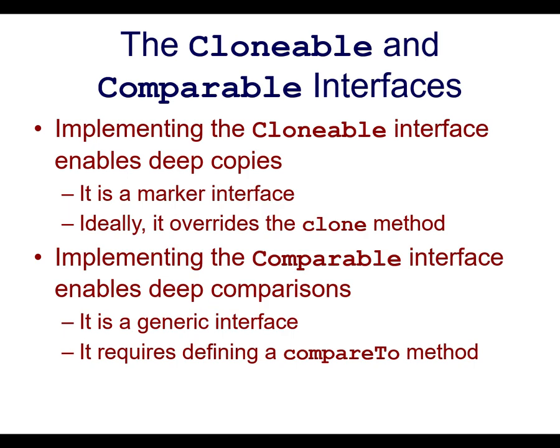They are Comparable and Cloneable. Implementing the Cloneable interface provides the ability to make deep copies. Cloneable is a special kind of interface called a marker interface. If we were to look at the definition of Cloneable, we would see that it is an empty interface. Nonetheless, by implementing this interface, the expectation is that we will provide a method named clone that calls the clone method in Object.